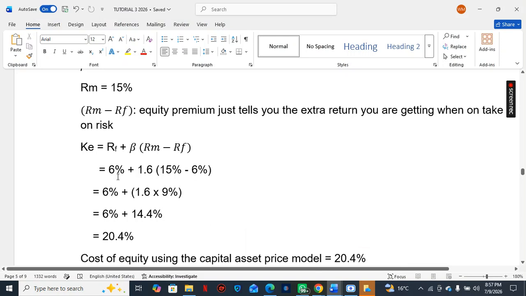So, colleagues, don't waste your time taking these into decimals, because eventually you're going to bring it back to percentage. Just keep them as percentages, all right?